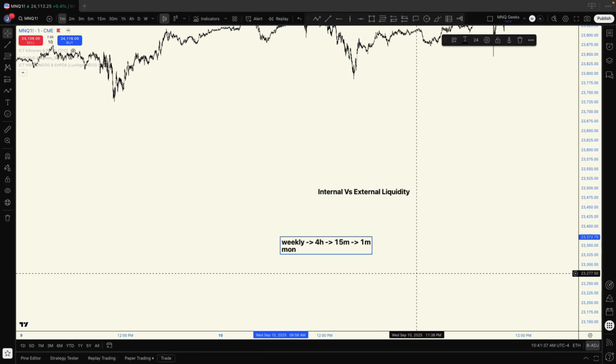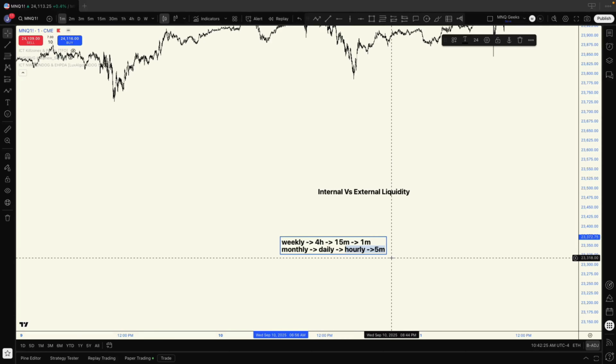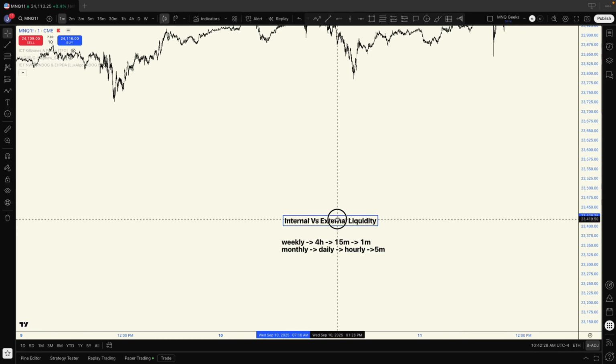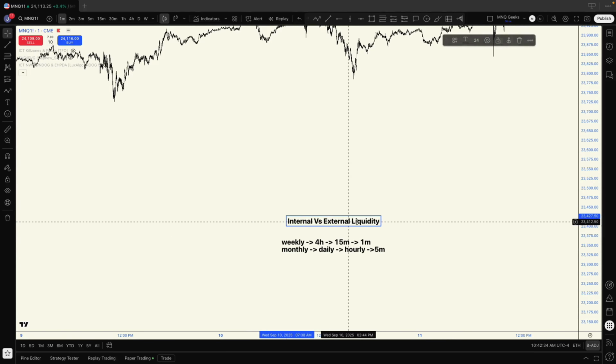You can also do the monthly with the daily, and the daily with the hourly, and the hourly with the 5-minute. Okay. So obviously the weekly and the 4-hour will be points of external liquidity within this type of time frame alignment. And the 15 and 1 minute will be our internal liquidity. And on this time frame alignment, the monthly and daily would be your external liquidity, and the hourly and 5-minute would be your internal liquidity points. So again, swing highs and swing lows within lower and higher time frame charts. So super easy.